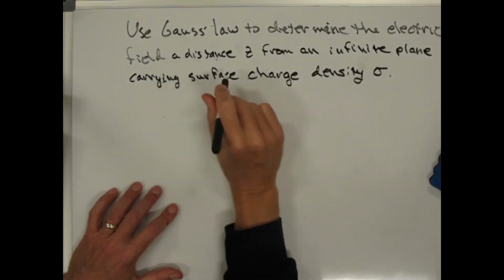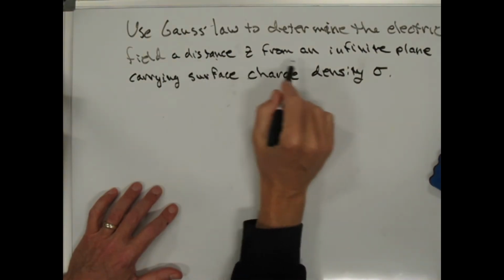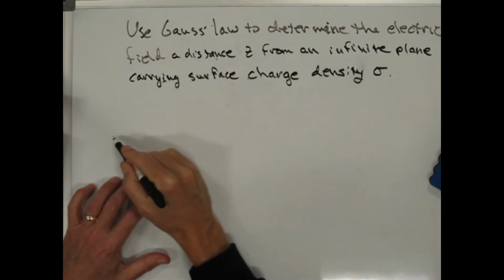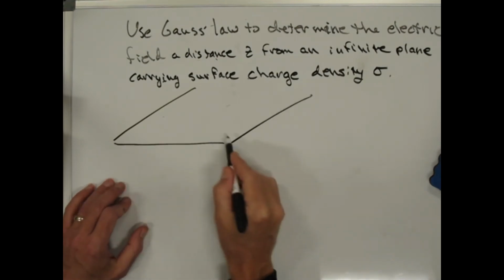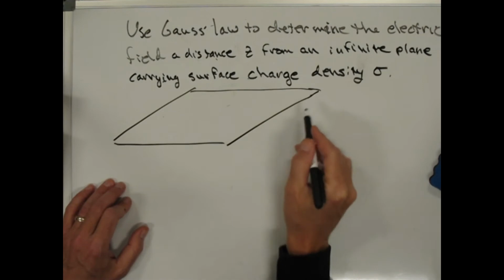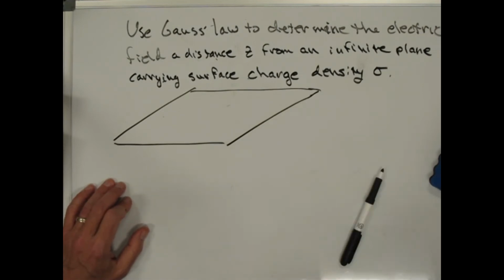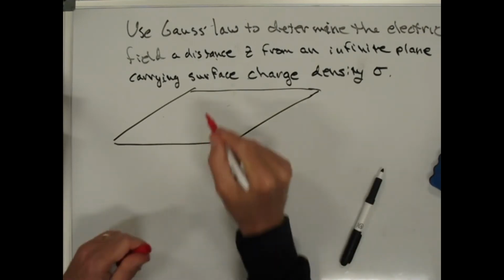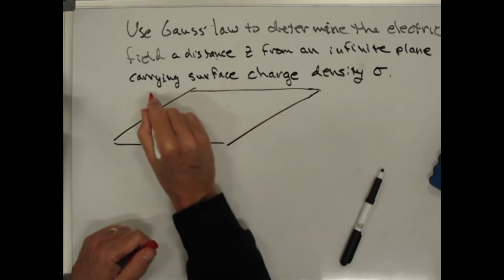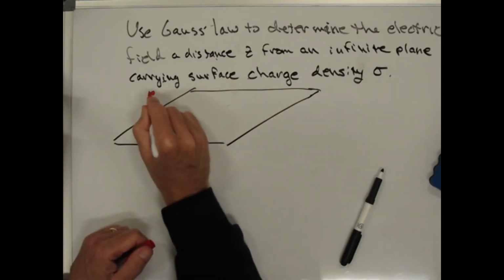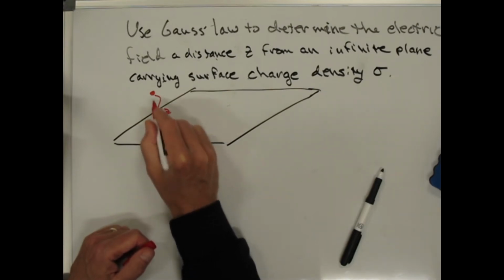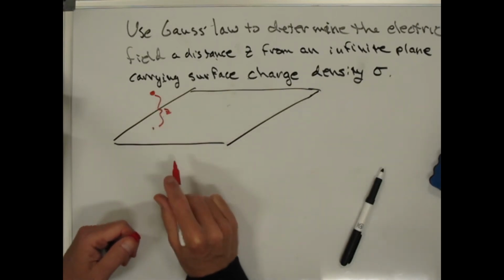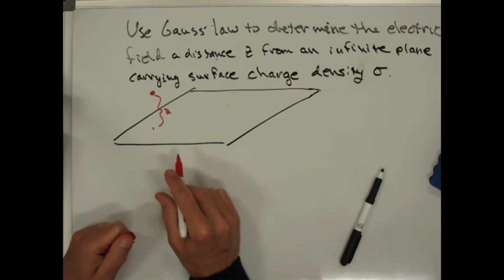So we want to use Gauss's law to determine the electric field at distance z from an infinite plane carrying a surface charge density sigma. And so we've got an infinite plane here. I know my drawing isn't infinite, but pretend it is, right? And we want to know what the electric field is some distance z above the plane, right? And so this is a distance z above the plane.